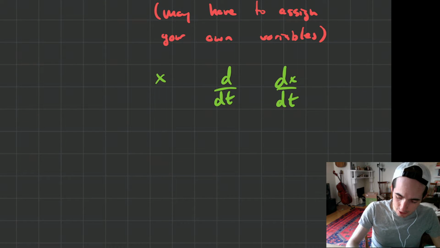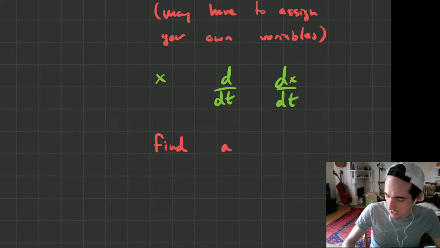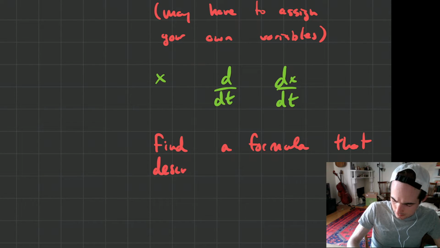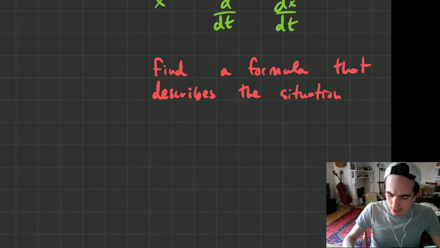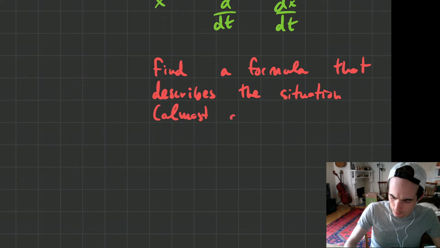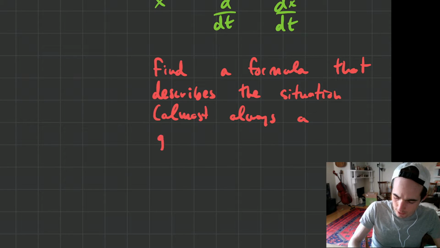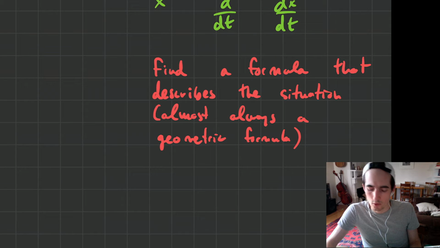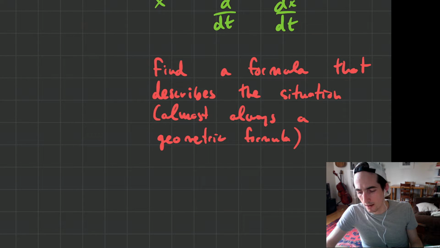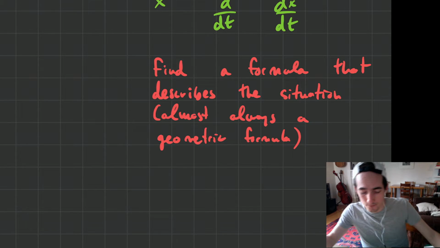The second part is to find a formula that describes the situation. And it's almost always a geometric formula. That's kind of how these questions work, is that it's kind of like a real world situation. So you'll have to know quite a few formulas, like the formula for the volume of a cone, the Pythagorean theorem. You definitely need to know that.